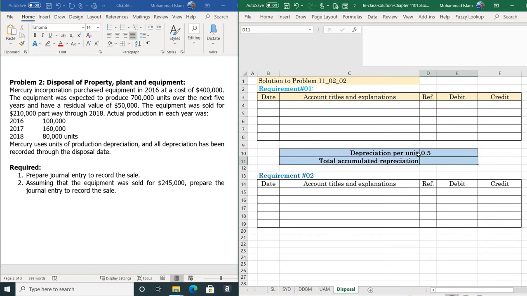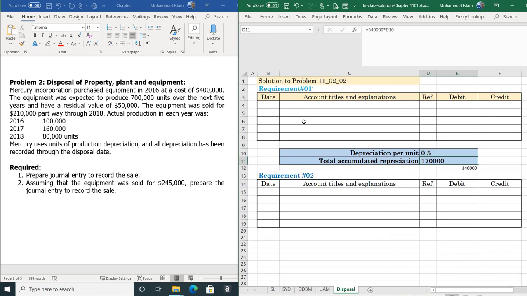So that is 0.5, meaning 50 cents depreciation per unit, and total accumulated depreciation would be, so how many units have we produced? 100,000, 160,000 and 80,000 units. So let's calculate: 100,000 plus 160,000 plus 80,000. Total 340,000. So it should be 340,000 multiplied by 0.5. So this is our accumulated depreciation total.